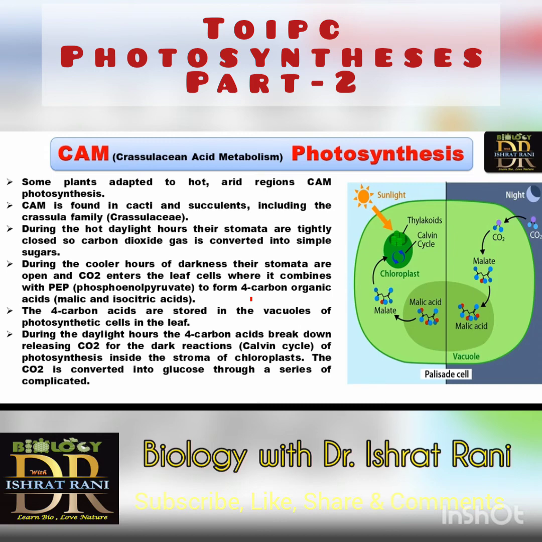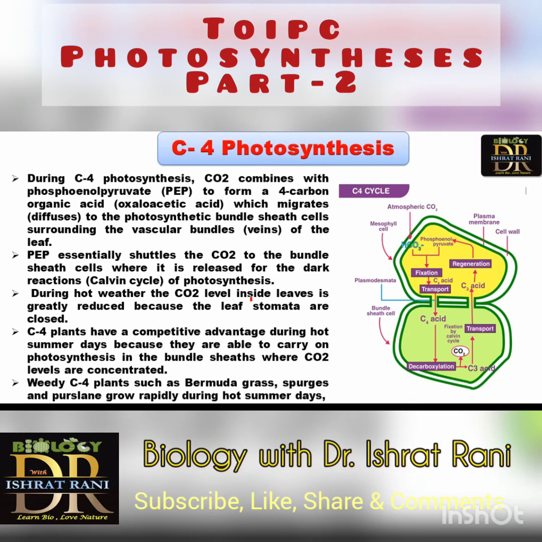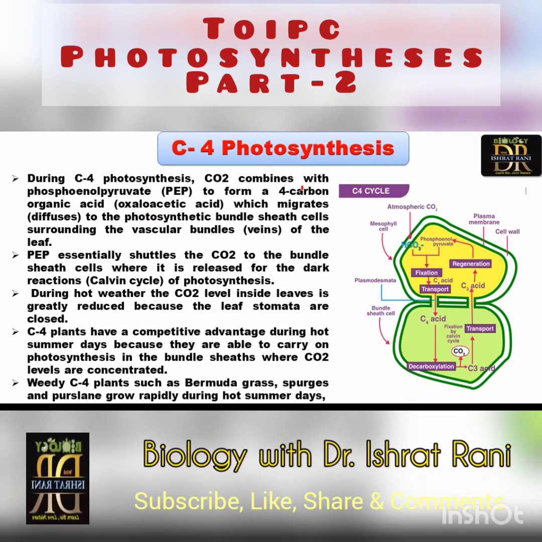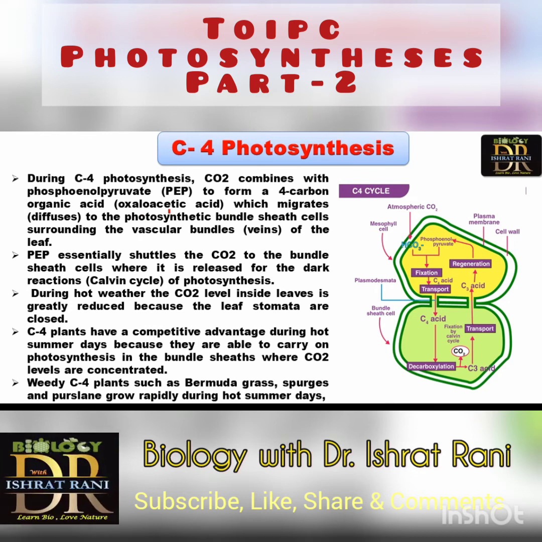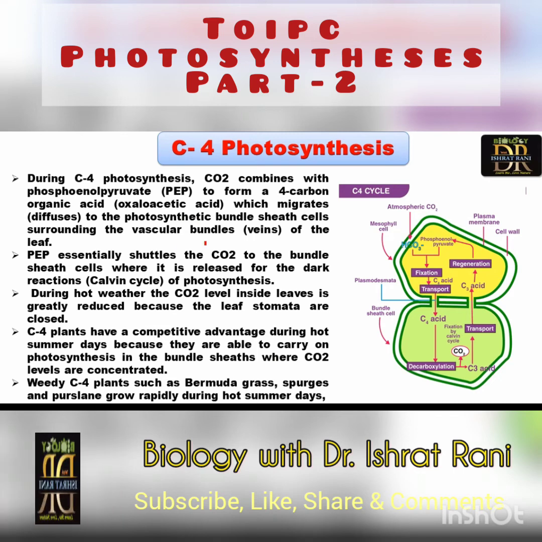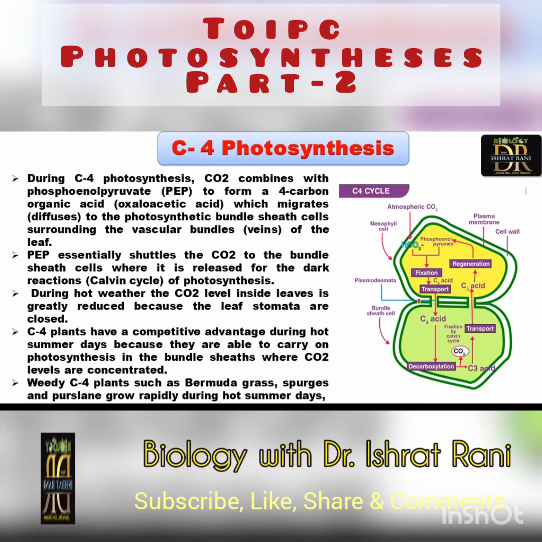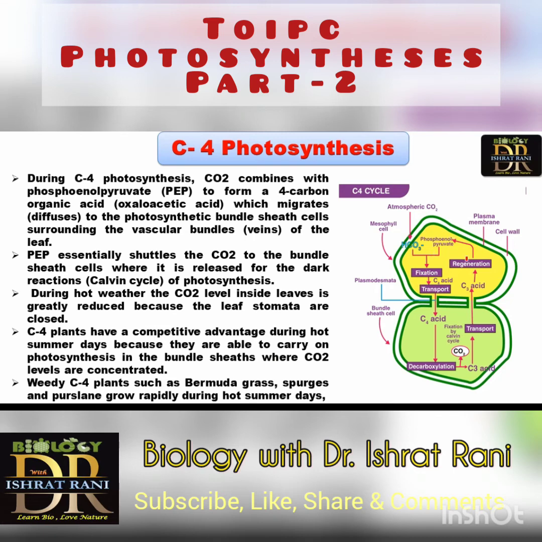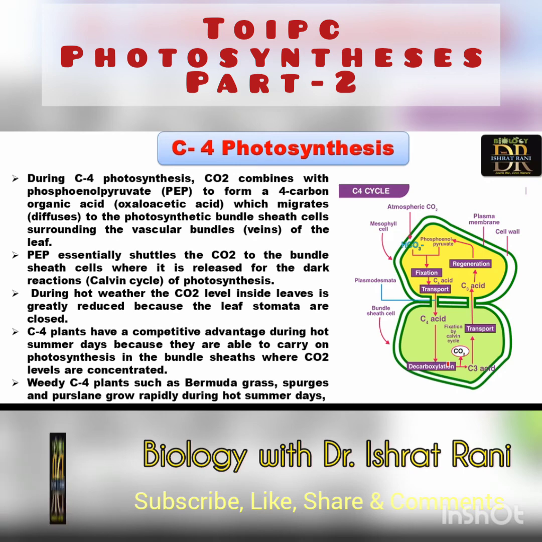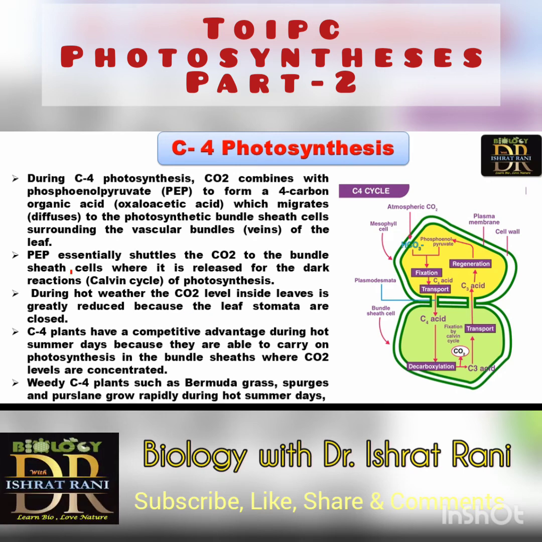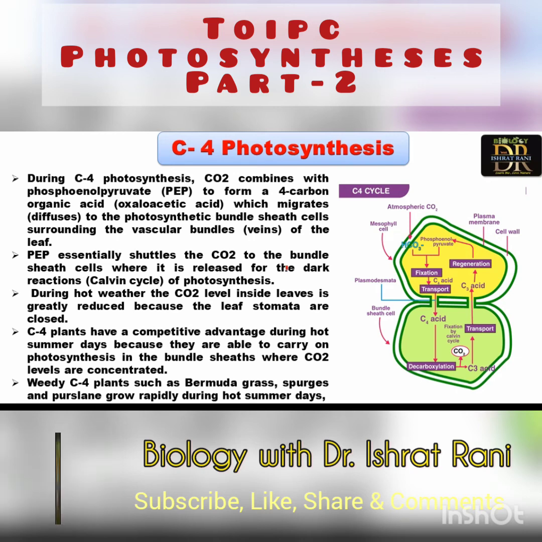Just like this, we have another pathway, which is the C4 plant. What happens in C4 plants? These plants combine phosphoenol pyruvate with carbon dioxide to form a 4 carbon organic acid, oxaloacetic acid, which migrates to the photosynthetic bundle sheath cells surrounding the vascular bundles of the leaves. You can see the atmospheric carbon dioxide enters the mesophyll cells. Then phosphoenol pyruvate molecules combine with the carbon dioxide and transport it for other processes like the Calvin cycle. So here is the overview: phosphoenol pyruvate essentially shuttles the carbon dioxide to the bundle sheath cells, where it is released for the dark reaction, or Calvin cycle.